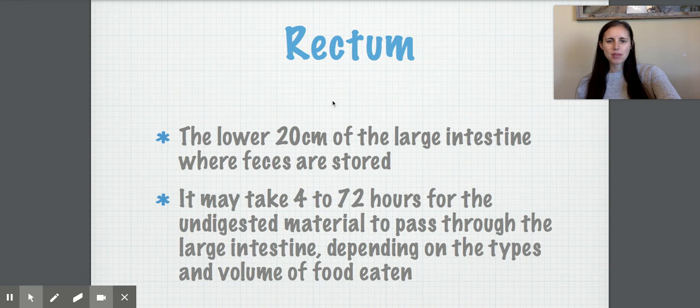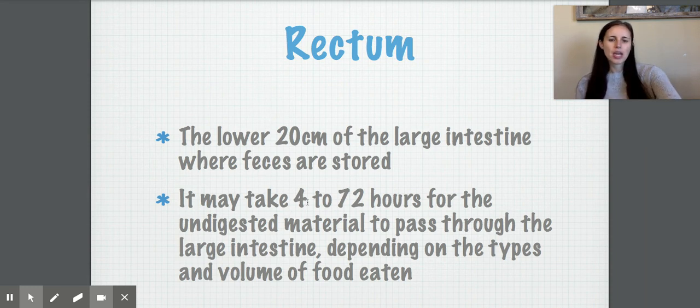One of the last stops is the rectum. It's the lower 20 centimeters of the large intestine. So it's the very end, and it's where we store feces. So you don't constantly release feces, which is probably good. As food is broken down into feces, you store it until one convenient time when it's expelled.